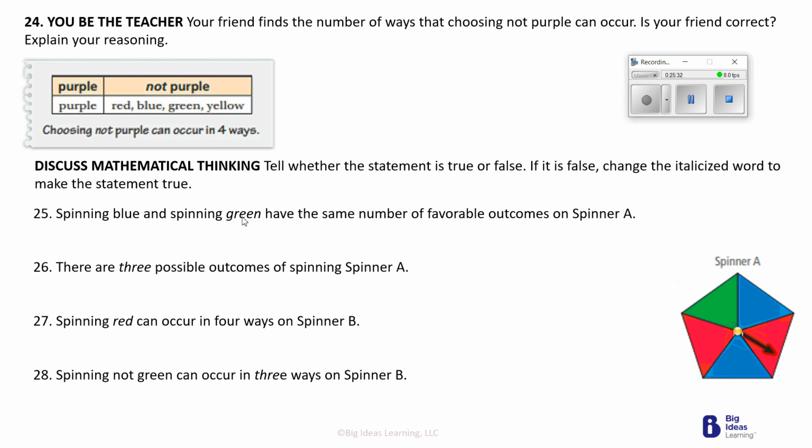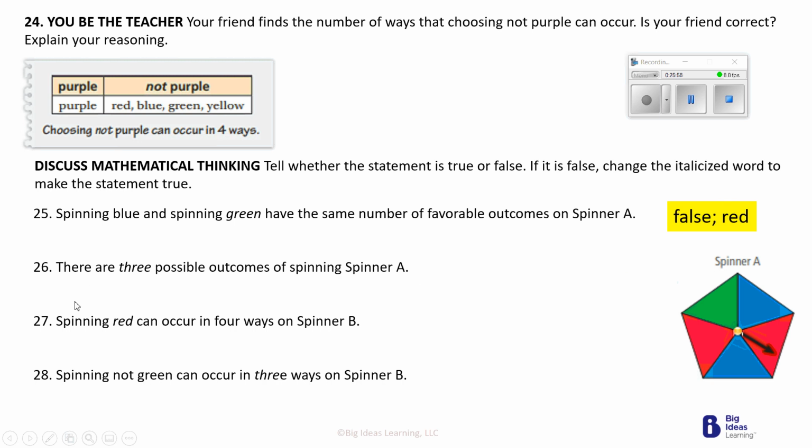The italicized word is green. So it says, tell whether the statement is true or false. Spinning blue and spinning green have the same. Well, that's not true. But if I had to change the word green, I could put red. Spinning blue and spinning red have the same number of favorable outcomes. So false and red.